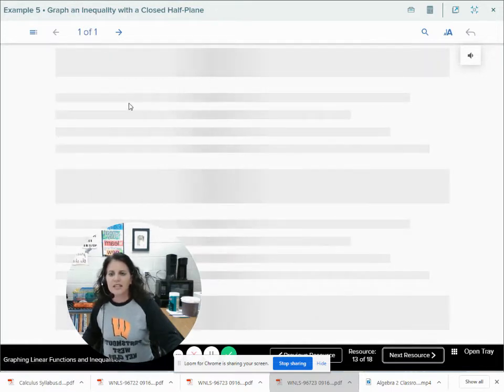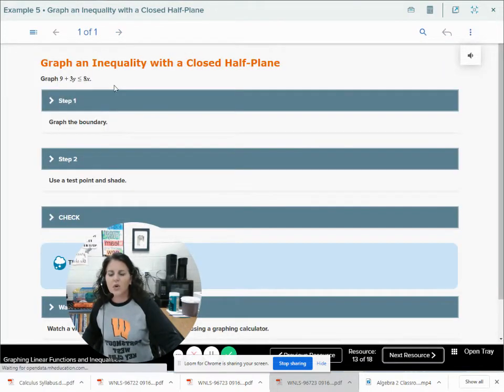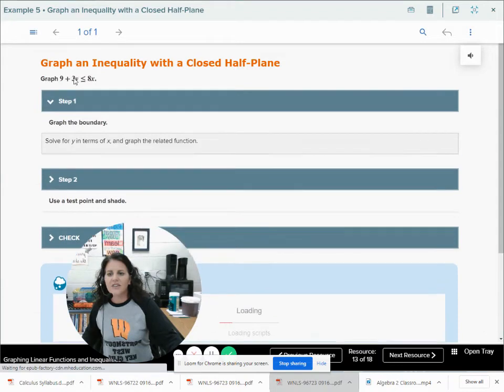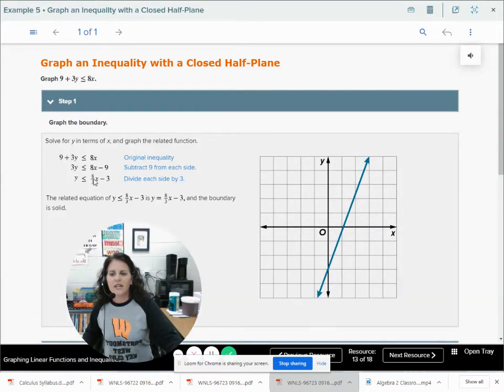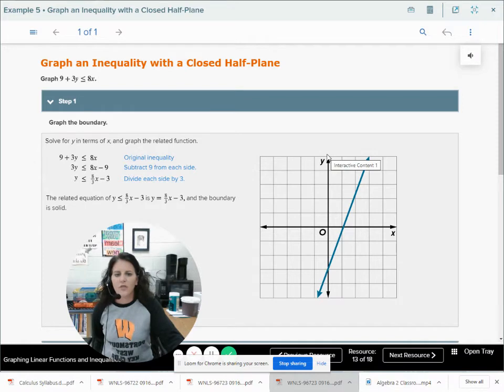Okay, so looking back at this problem, we're moving that 9 over. It's going to be a negative. Then I divide everything by 3. So I get 8/3 x minus 3. Now we can start to graph. Plot that y-intercept down here at -3. We rise 8. 1, 2, 3, 4, 5, 6, 7, 8. Run 3.